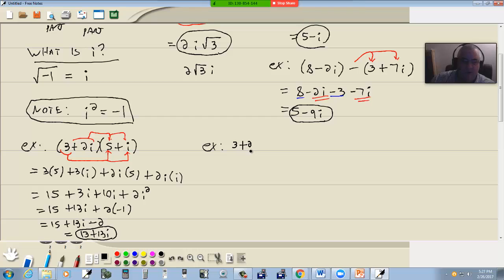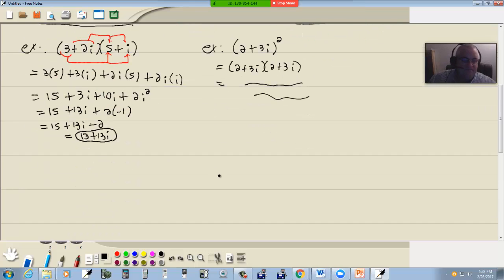Actually, let me show one before that. I won't actually work this one, but I'll talk about it. If you have (2 + 3i) squared, what you have to do is rewrite this first: (2 + 3i) times (2 + 3i). And then it gives you the same result as what we just saw in the last example. So I won't finish that, but that's how you rewrite that one.